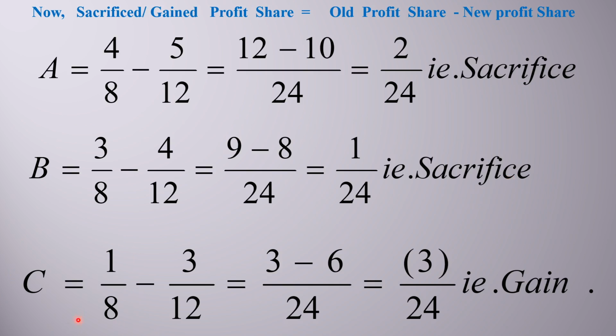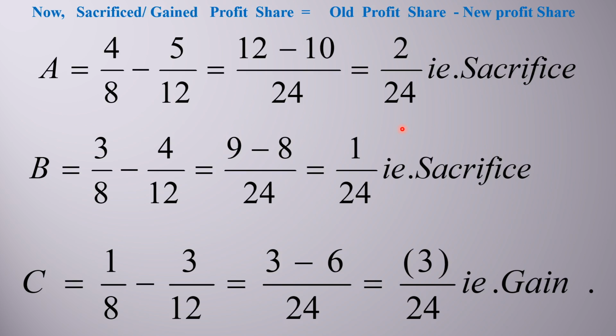Now in case of C, old 1 by 8 minus new 3 by 12. It is coming 3 minus 6 by 24, that is minus 3 by 24. So instead of sacrifice, C has gained. So C's gain, that is 3 by 24, equals A and B's sacrifice. So always the total sacrifice equals the total gain. I already told that it will always be equal. Ultimately the total is always 1. So that way you can calculate the sacrificing ratio as well as the gaining ratio.